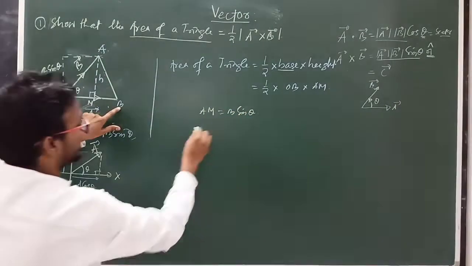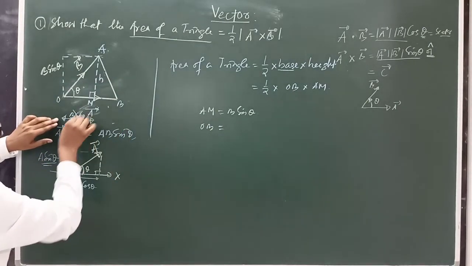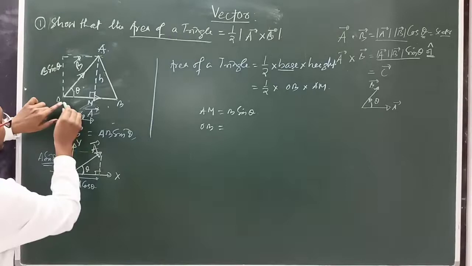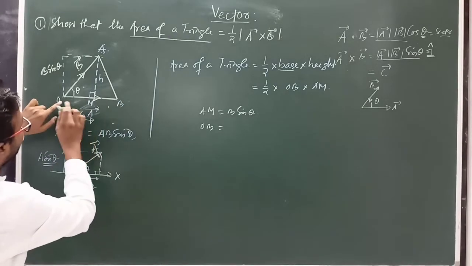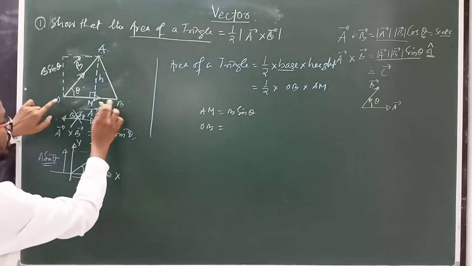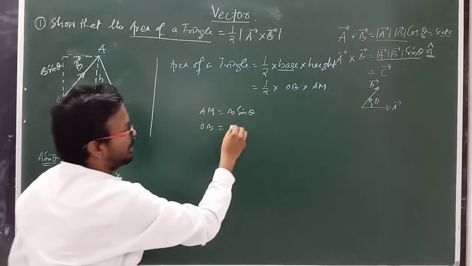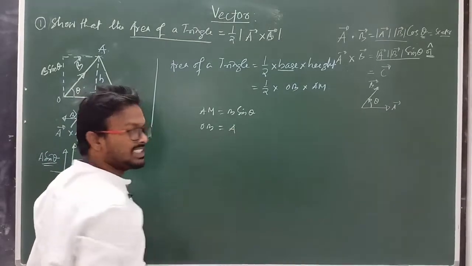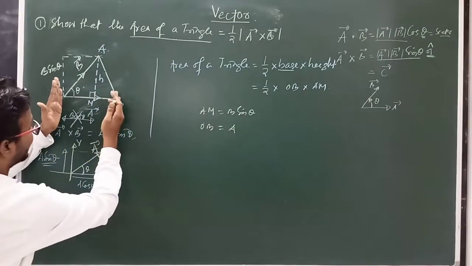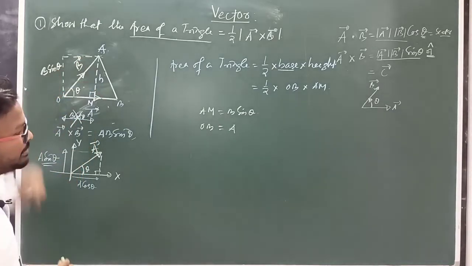And what is OB? OB is not B cos theta. Why? Because B cos theta is just part of OB, meaning the O to M distance is B cos theta. It is not the total, but for the total we chose vector A. So OB will be the magnitude of A vector, that is, the total distance is A, but the other distance is B cos theta. Why? Because it is the component of B vector.